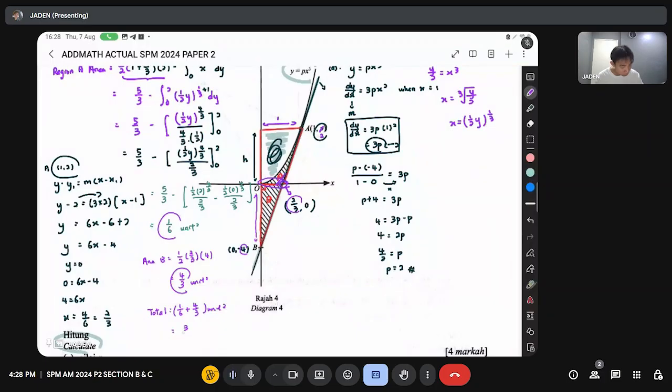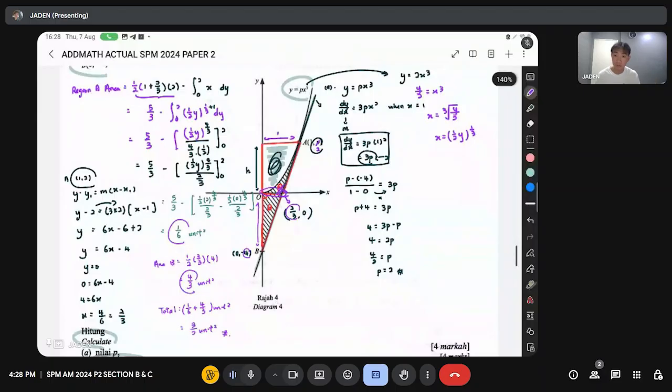And there you go, you get 3 over 2 unit square. And that is for question B, area of the shaded region. Okay, you may take some time to jot down first.